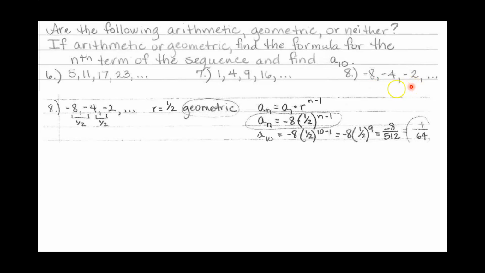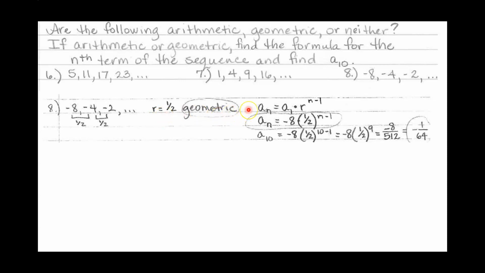And then if I did -2 minus -4, that'd be -2 plus 4, so that'd be +2. So I am not getting a constant difference. So now I want to look for a constant ratio. So second term divided by first. If I did -4 divided by -8, that gives me +1/2. -2 divided by -4 gives me +1/2. So I have a constant ratio of +1/2, and that means this is geometric.